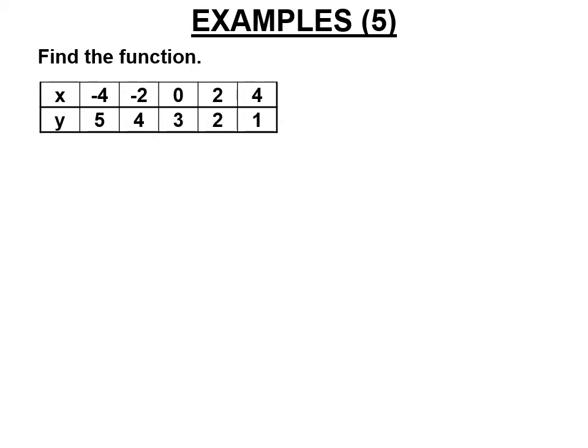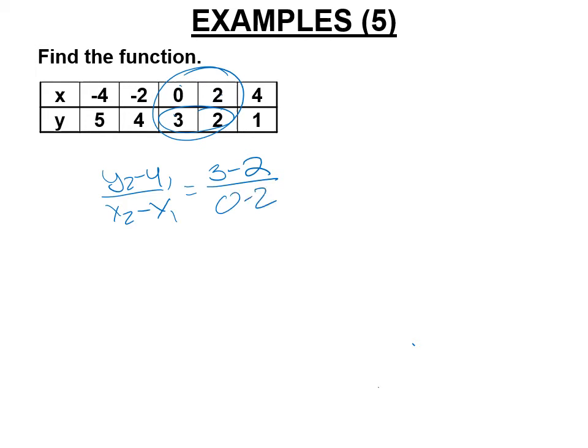Horizontal table. Remember, they're upside down, right? So we have to make sure we do the y's up top. I'm going to pick right here. So the y's go on top. 3 minus 2. Since I did 3 minus 2, I've got to do 0 minus 2 on the bottom. 3 minus 2 is 1. 0 minus 2 is negative 2. We don't leave that negative down there. The slope is negative 1/2.